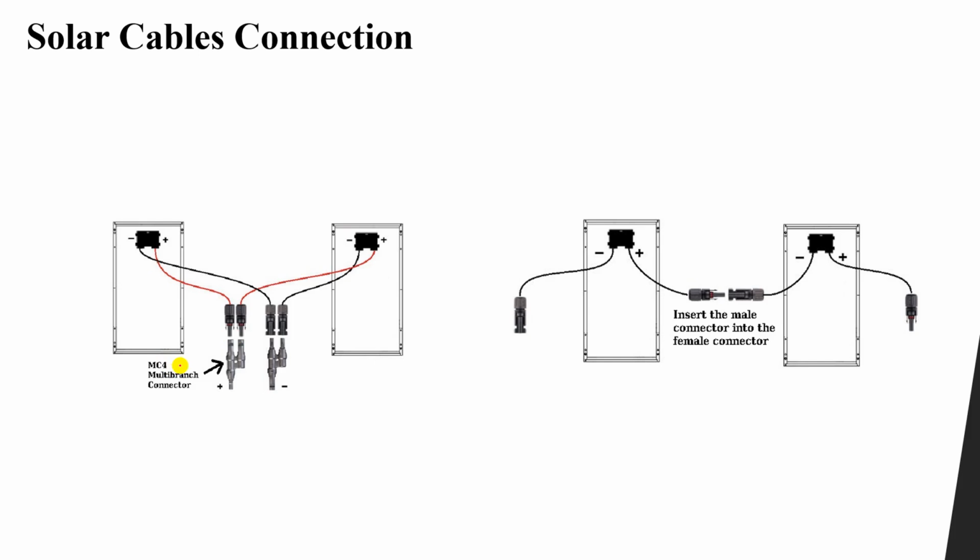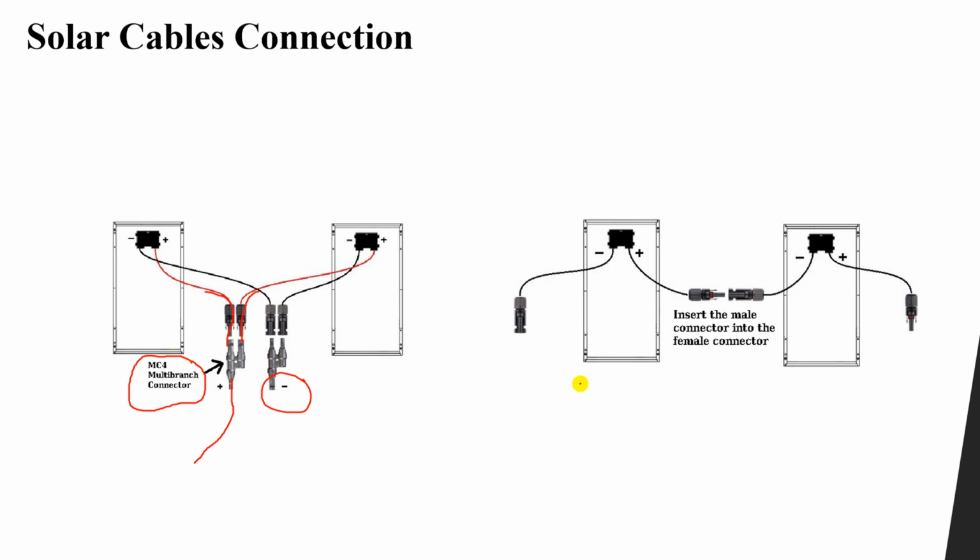So we'll use something which is called the MC4 multi-branch connector. So we will put the first one here and the other one here. So in this case they are connected together. We will have a final positive terminal. Then for the negative, we will connect a negative here and the other negative here to also a multi-branch connector. We will have a final negative. So this is in the case of parallel connection.